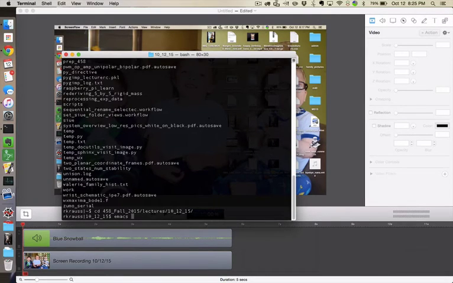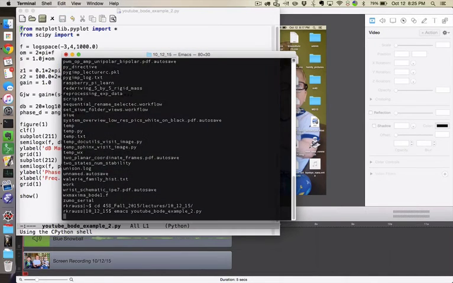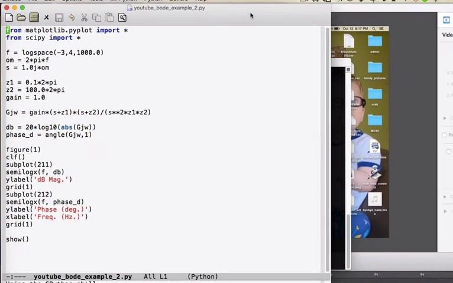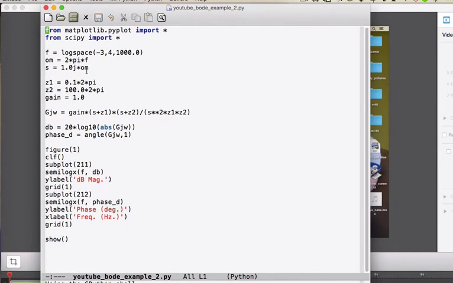So here is what I'll post, YouTube example 2. What I want you to see is I'm defining an F vector, an omega vector, and an S vector. And then I've just got Z1 and Z2. For now, I've got a gain of 1, and Z1 and Z2 are fairly far apart. I've got this transfer function, and I'm calculating the dB magnitude and the phase, and I'm plotting a Bode plot. And eventually, we'll wrap all of this.